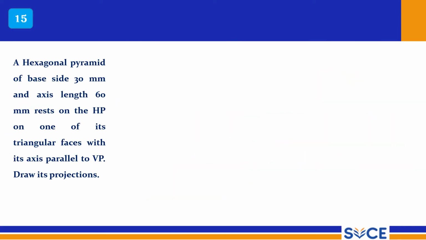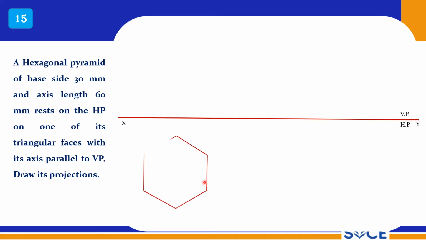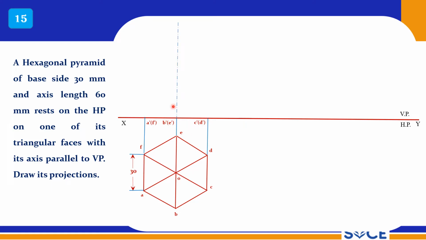A hexagonal pyramid of base side 30 mm and axis length 60 mm rests on the HP on one of its triangular faces. It is also a triangular face. It is a hexagonal pyramid, same as the earlier problem. And I'm just rushing through since the steps are the same. A1, F1, you mark these points. From here draw the axis line, and from here to here you connect. The height is given, that is 60 mm, and you connect it.